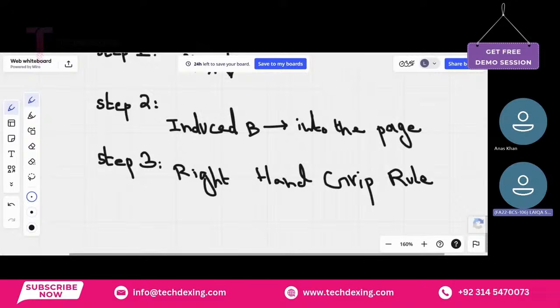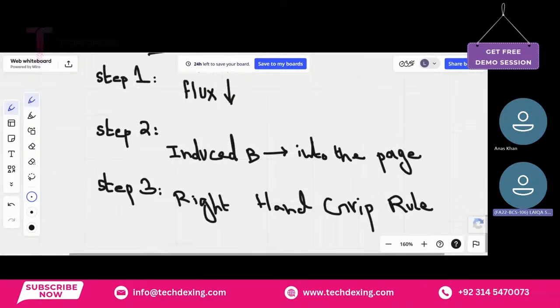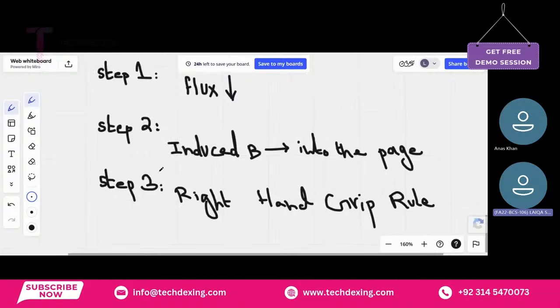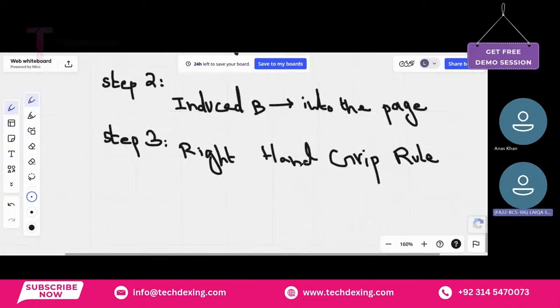Now we have no concern with step one. We simply use the right hand grip rule. You point your thumb in the direction of the induced magnetic field, and it is into the page. Into the page means away from you, towards the screen. So you use your right hand, point your thumb away from you towards the screen, and check whether your fingers are curling in the clockwise direction or anti-clockwise.